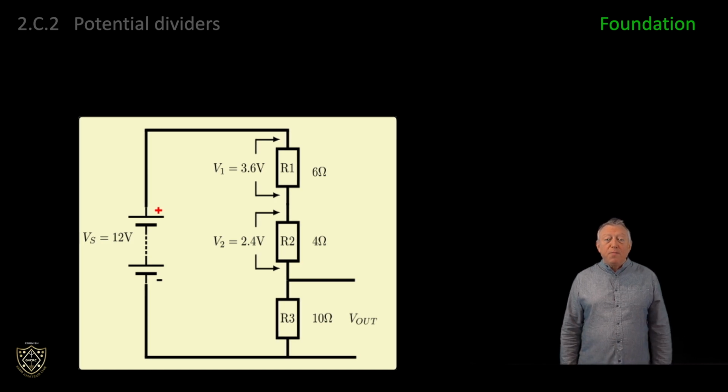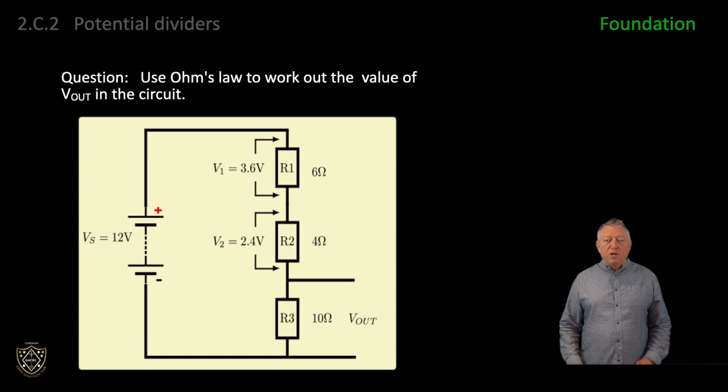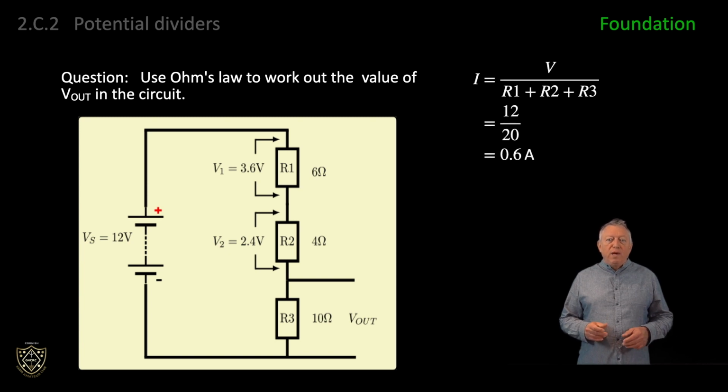Now let's do the same question but using Ohm's law to work out the value of Vout. This may be a bit hard for foundation level, more like an intermediate level question. Anyway, we first determine the current around the circuit. We need to use the total resistance, R1 plus R2 plus R3. So I equals V source divided by R1 plus R2 plus R3, which equals 12 divided by 20 and gives us 0.6 amps.